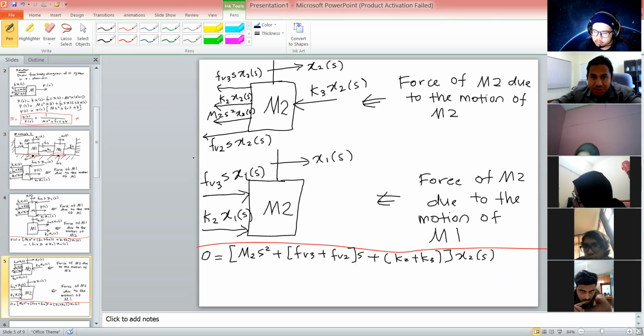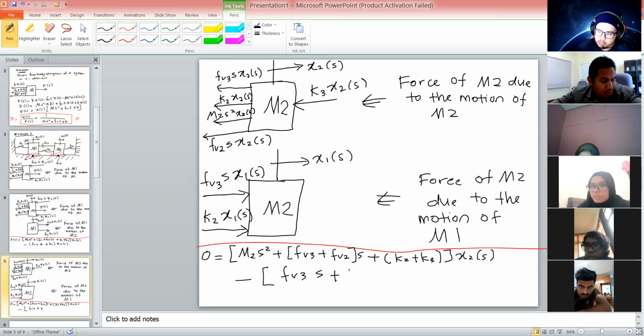Minus, this is a different direction. So, minus FV3 s plus K2 times X1s. Okay.